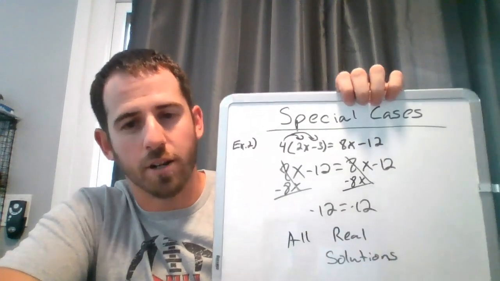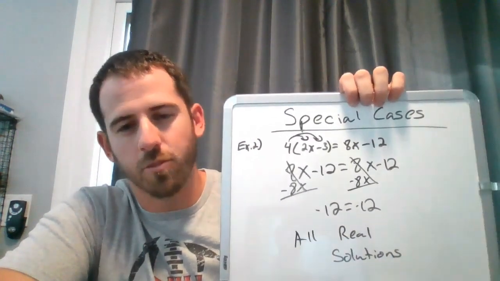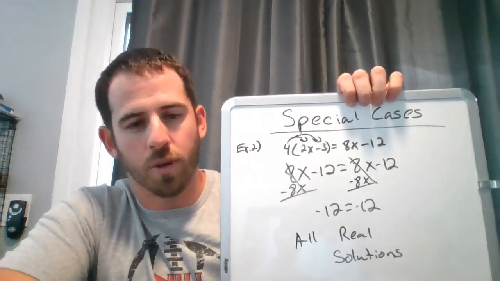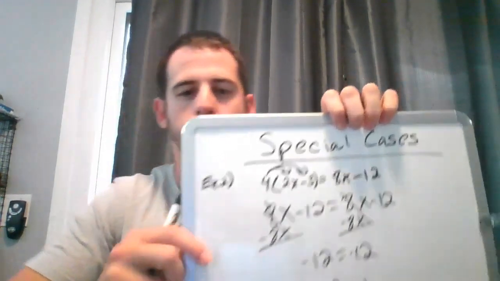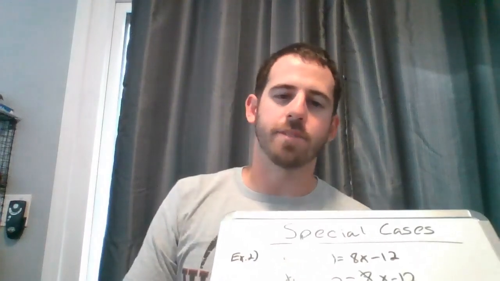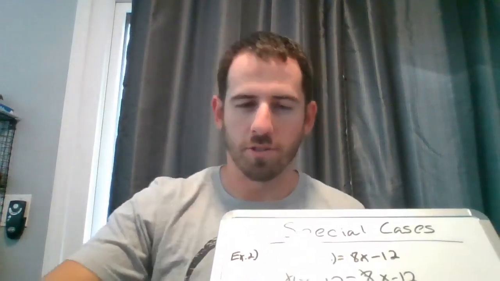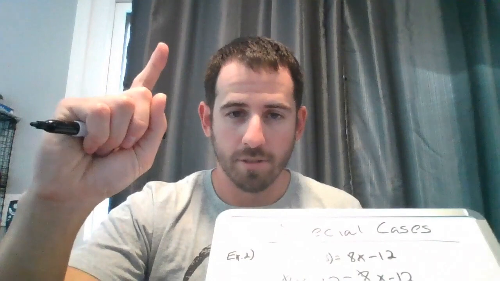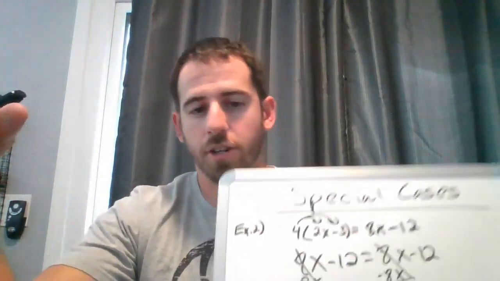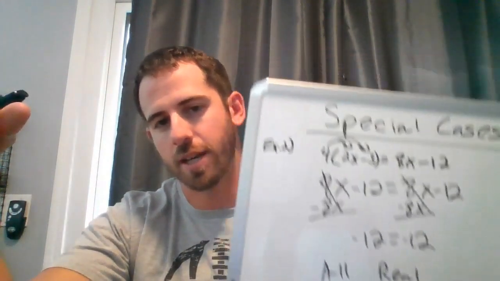Okay, if you ever want to check all real solutions, just pick any 2 numbers. Pick 0 and 1. Make it easy on yourself. If they both work out, you're going to have all real solutions. There's no such thing as having 2 solutions or 3 solutions. You're going to have 1 solution, you're going to have no solution like example 1, or you have all of the solutions like example 2.